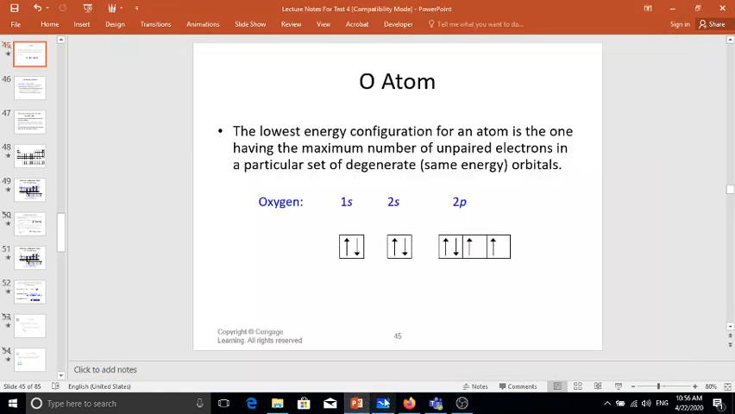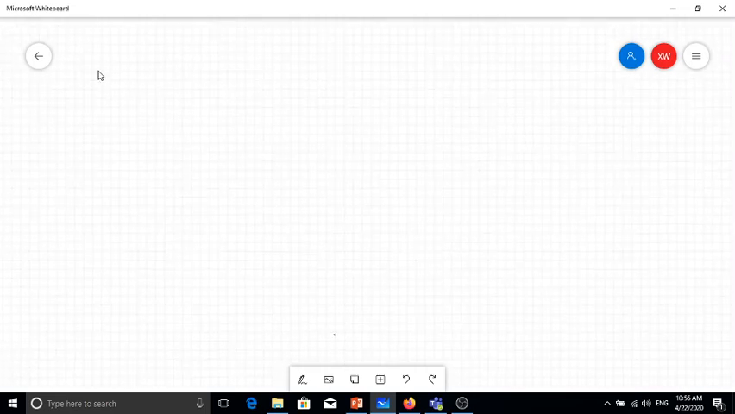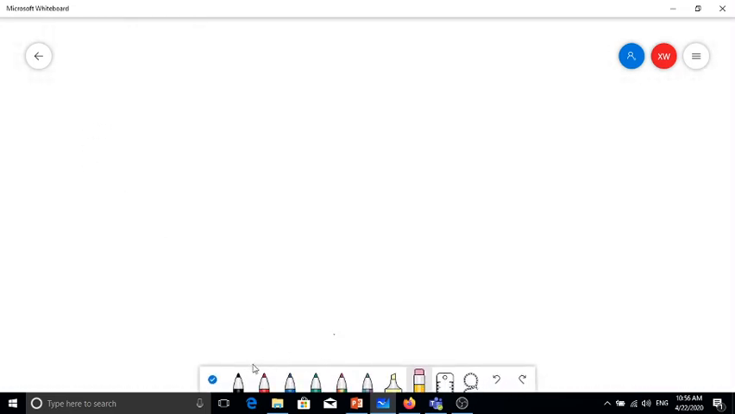Okay, this is the second video for Lewis structure. So in this video, we're gonna learn how to draw a Lewis structure of water, which is a covalent compound. Okay, so here's what water is: water molecule, H2O.